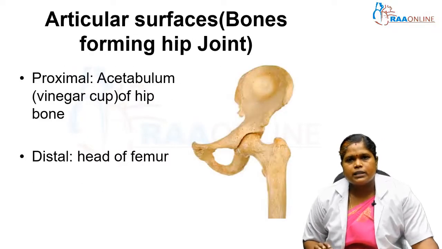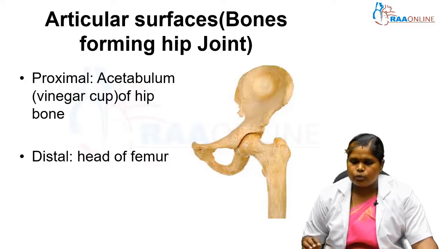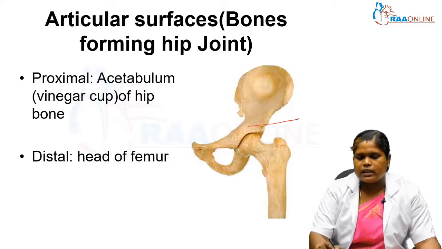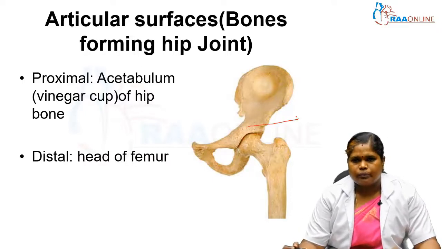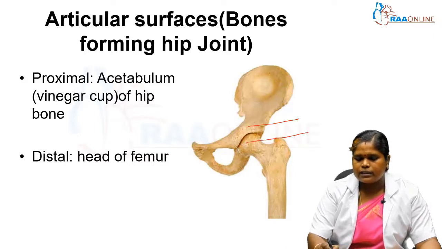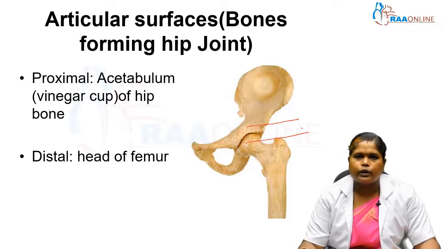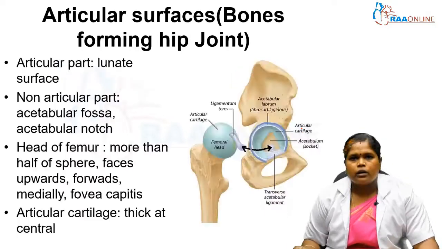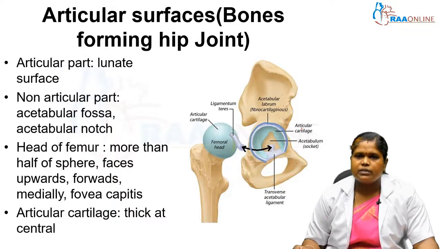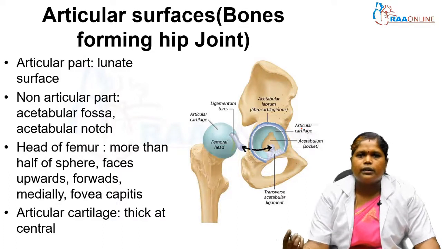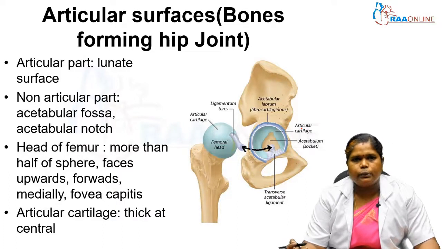First we are discussing the articular surfaces, the bones forming the hip joint. Usually there are two bones articulating to form a joint. Here the proximal bone is the acetabulum of the hip bone, and the distal bone is the head of femur. So the articular surfaces are the acetabulum of the hip bone and the head of femur. Now discussing these in detail, first we will discuss the acetabulum of the hip bone.